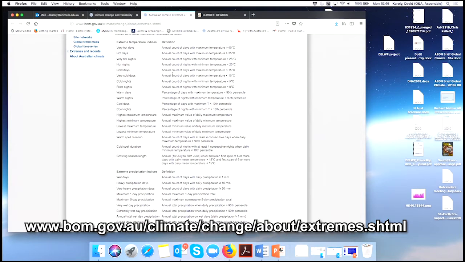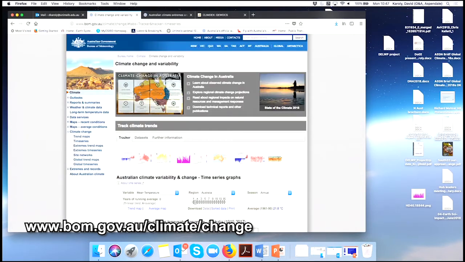The top set are obviously threshold-based counts for time series. Then there's a bunch of time series which are percentile-based, and then a bunch which are the annual maxima and minima, as well as some other ones like warm spells and cold spells. And then there's a bunch of the rainfall ones: number of days with rainfall above 1 millimetre, 10 and 30 millimetre, the heaviest one-day rainfall, and some percentile-based threshold indices. I don't have time to go through them all to show you what they look like. You can play with it to your heart's delight.